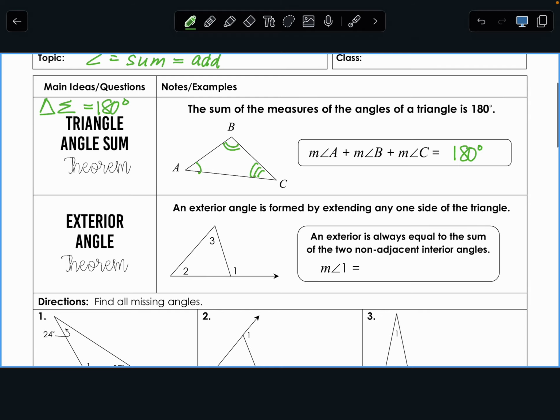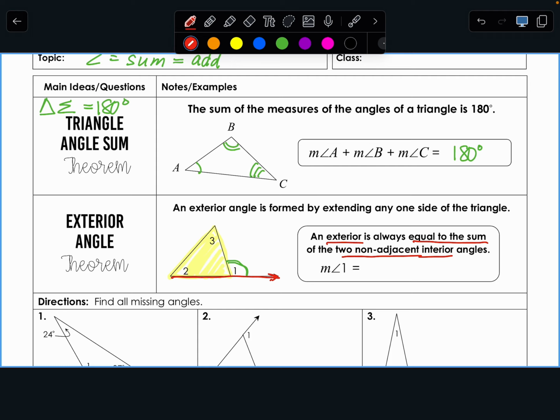Exterior angles, it's this one outside. So here's my triangle, and then I have this angle that's outside that's created by extending that bottom line. So here's the bottom of the triangle, and I just extend that line out. That angle is equal to the sum of the two non-adjacent interior angles.